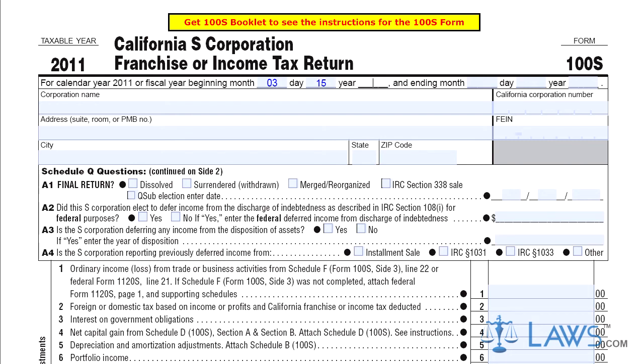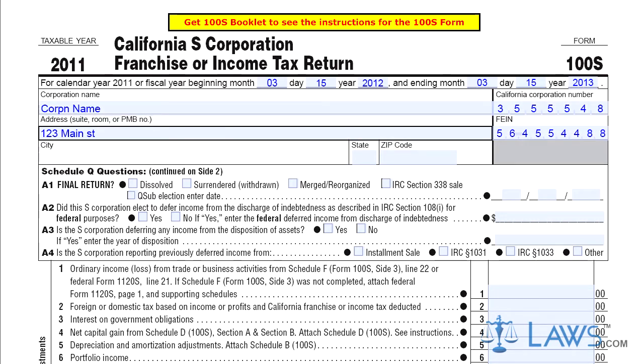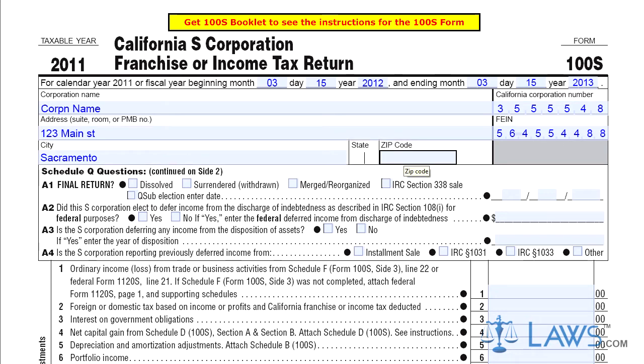Step 1. At the top of the first page, give the starting and ending dates for which you are filing, if not filing on a calendar year basis. Step 2. Give your corporation's name and address, your federal employer identification number, and your state-assigned corporation number. Step 3. Below this, 4 Schedule Q questions must be answered about your corporation. Note that these continue on page 2.